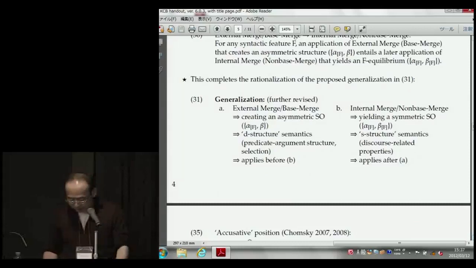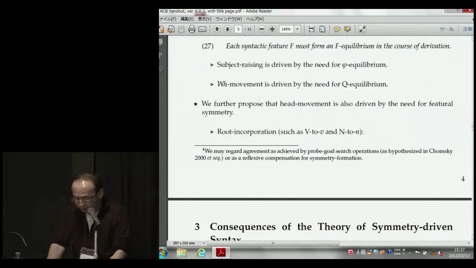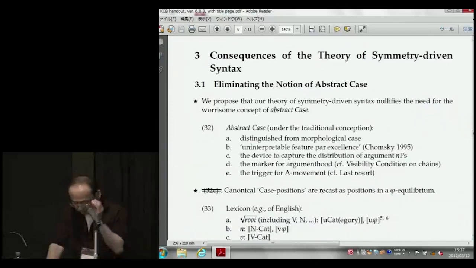Okay. Now let us move to section 3 and discuss some consequences of the theory we just proposed. Consequences of the theory of symmetry-driven syntax. Number 1, eliminating the notion of abstract case. Let us first point out that the idea of symmetry-driven syntax nullifies the need for the worrisome concept of abstract case.